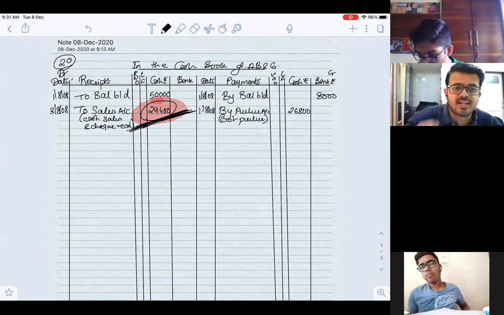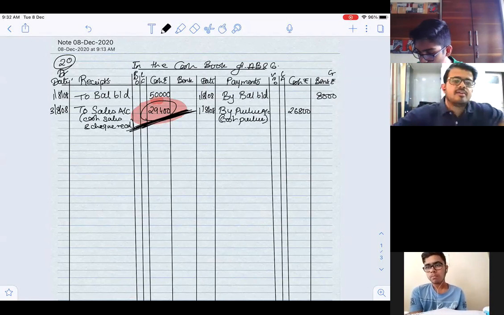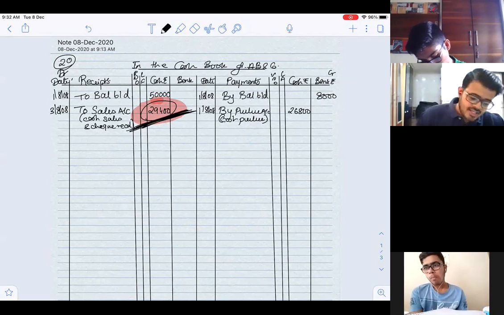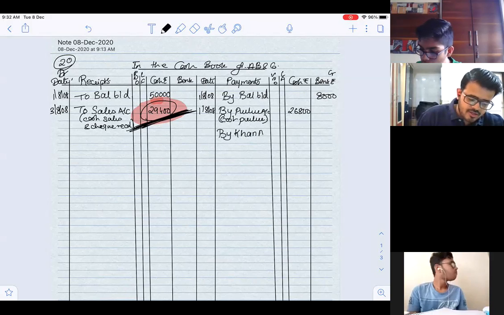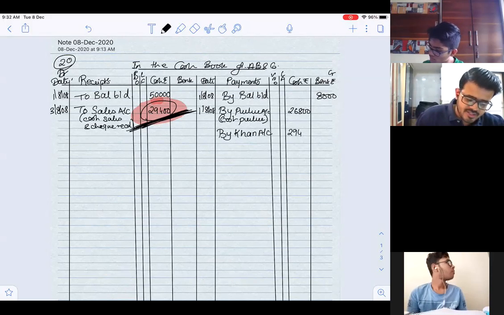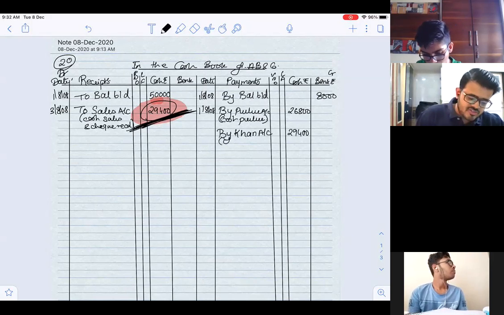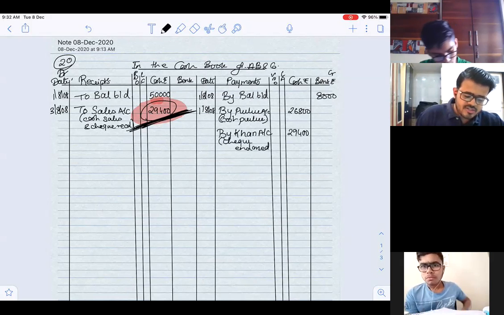अच्छा, ये चेक देने का एंट्री क्या होगा? खान टू बैंक या खान टू कैश या By Khan account. By Khan, but which column? Cash column. Why cash column? Why not bank column? Endorsed check is always cash. I've done many times now. So by Khan in the cash column 29,400. This is check endorsed.